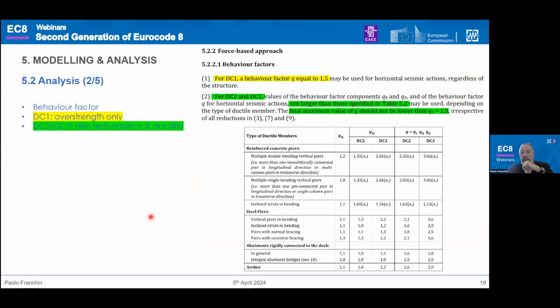The values of the behavior factors have basically not changed with respect to the behavior factors that were in part 2 first generation. They have been, however, split, so their contributions now are clearly separated into contribution of overstrength, which is 1.5, and contribution coming from redundancy and ductility. But the end products are the same. So I'm not spending words here on this.